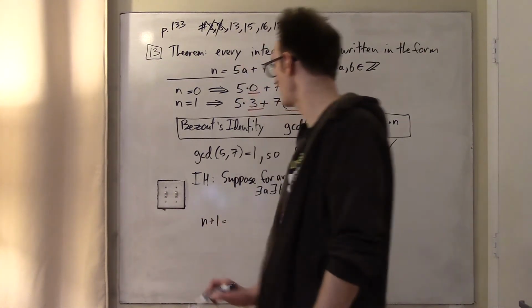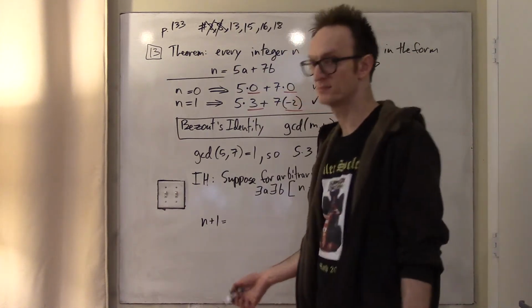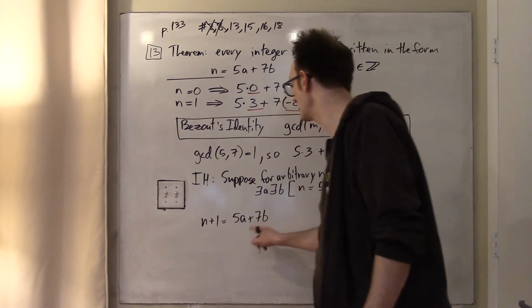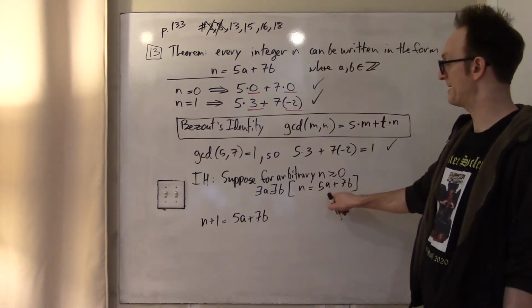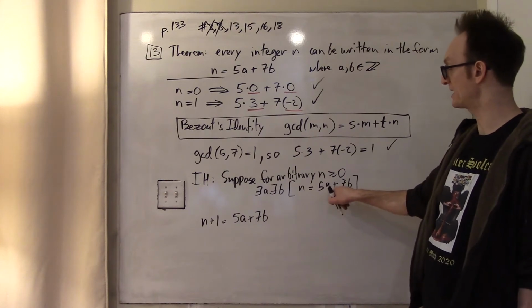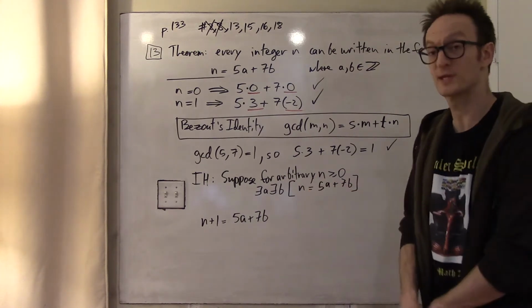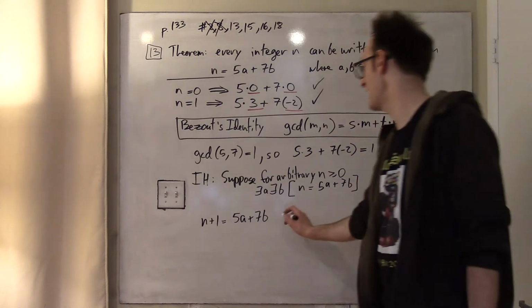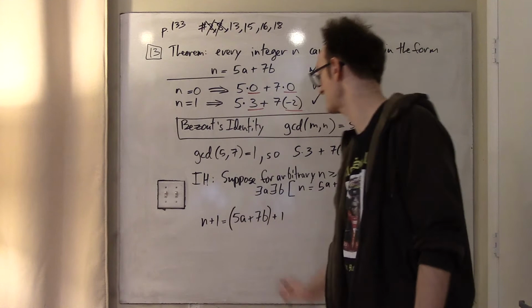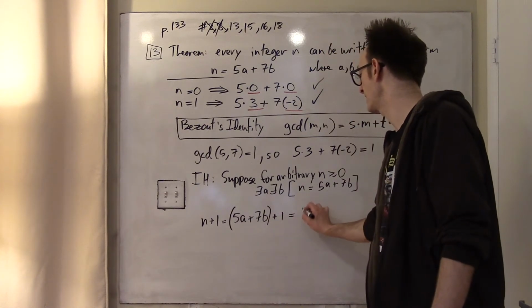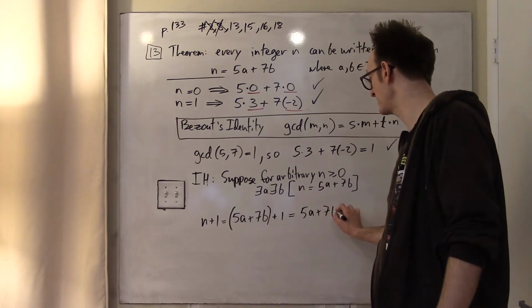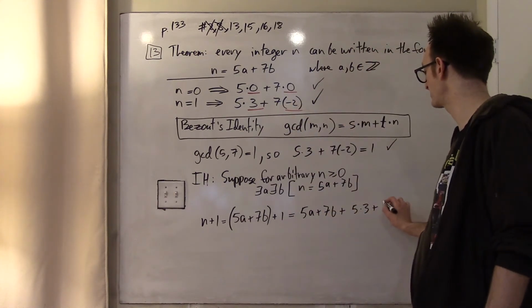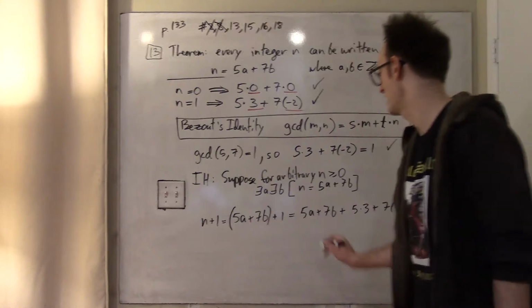Well, just take n plus 1. What is it? It's just n plus 1. Therefore, it's 5a plus 7b, where I refer to the a and b that I assume exist for my inductive hypothesis. And then just plus 1. So that's n plus 1, but then that's just 5a plus 7b plus 1. Now I use the fact that 1 is just 5 times 3 plus 7 times negative 2.